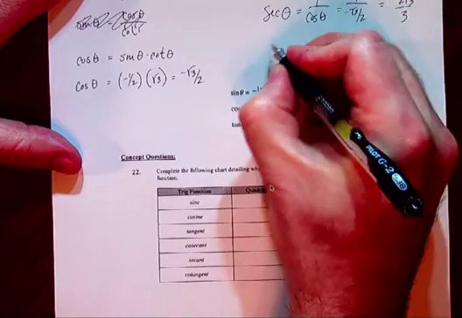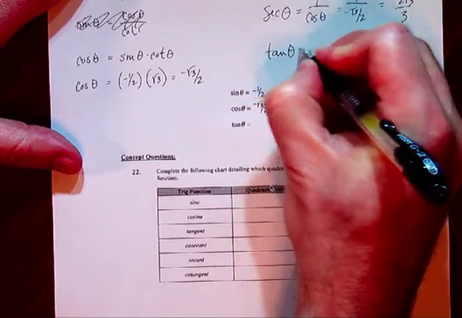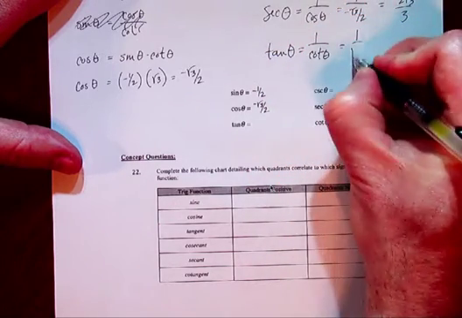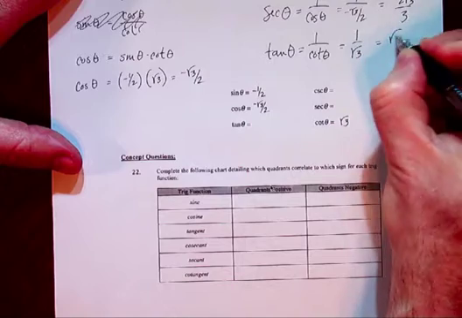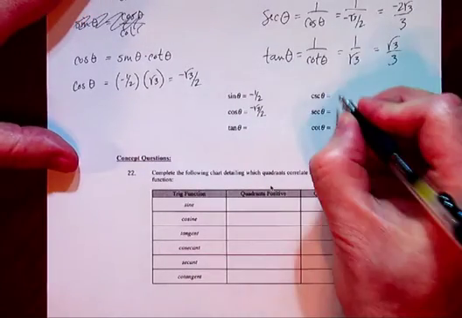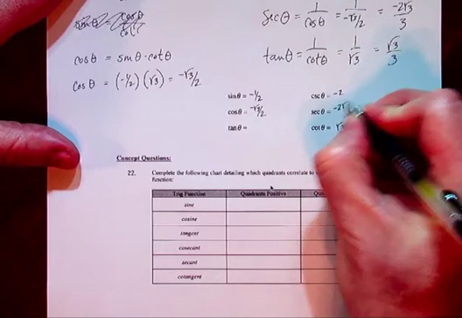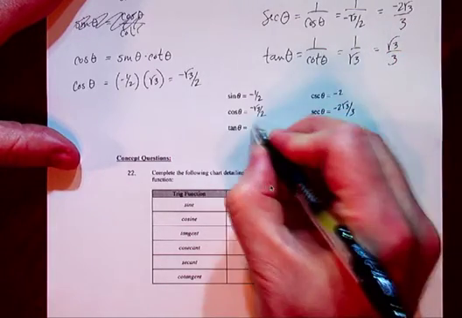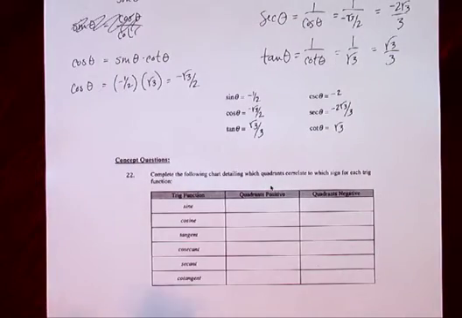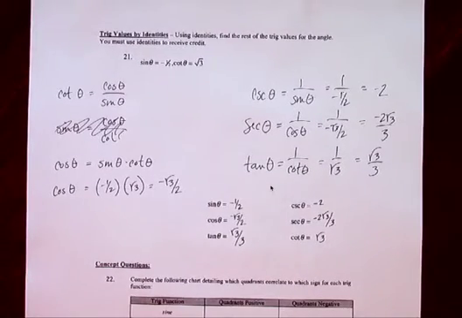And then, of course, tangent theta is equal to 1 over cotangent theta, which is 1 over root 3, and when you rationalize that denominator, you get root 3 over 3, and those are the remaining values. I arrived at all of those based upon identities. They're all based upon identities.